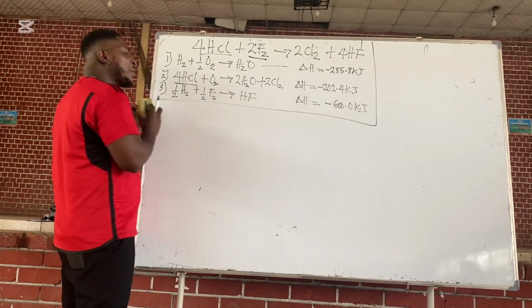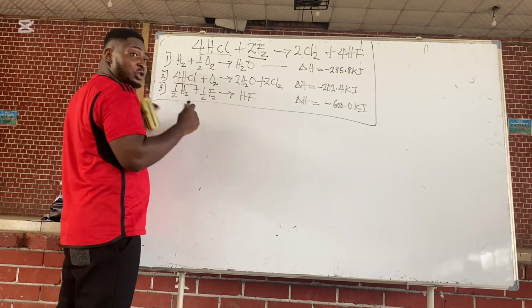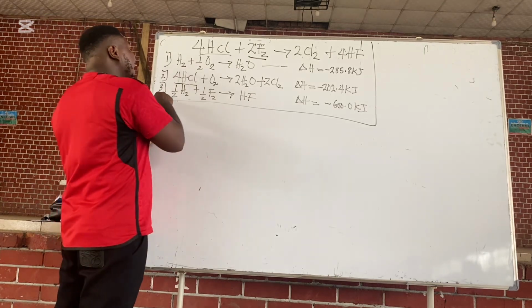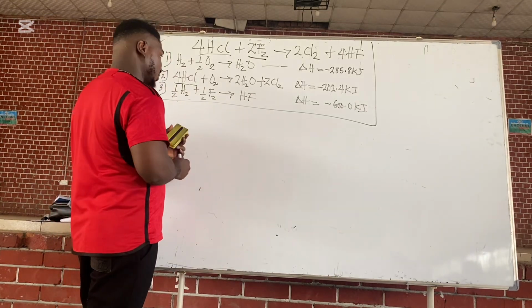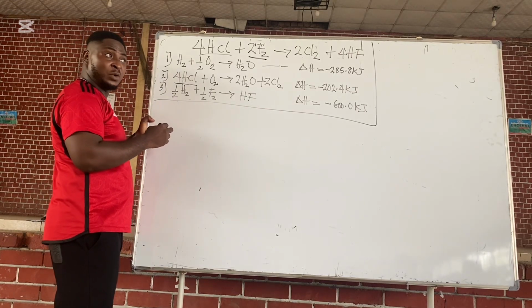And class, is it proper to only multiply this part by 4? Anything you want to do to F2 must be done to everybody in the equation. So we are multiplying the whole of equation 3 by 4.